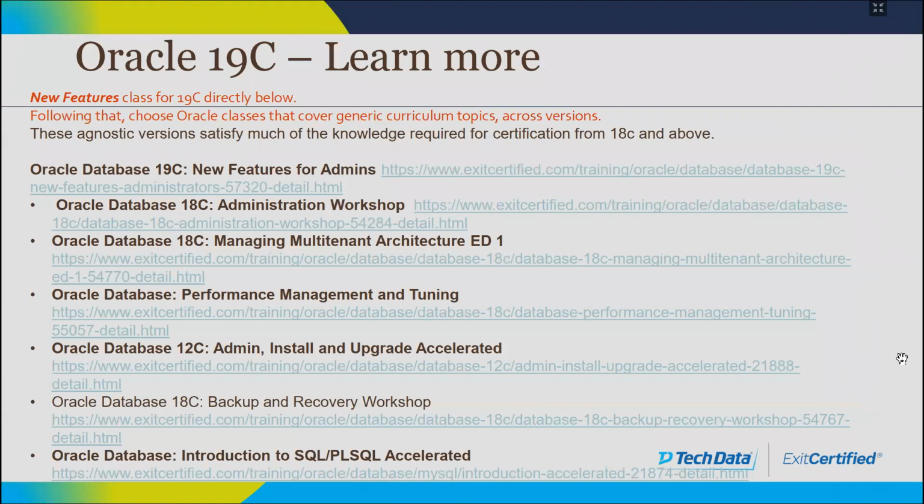We don't have anything outside of the new features associated with 19C from a direct class. But if you look at the 18C classes, where you've got the administration workshop or managing the multitenant, those would be directly associated with 18C. Some of our more agnostic classes are not going to have a particular edition or version set up against them. They are going to be good for anything up to 18C. So as 19C becomes more fluid in the scope of what users are doing, we'll probably see much more coming about for 19C.